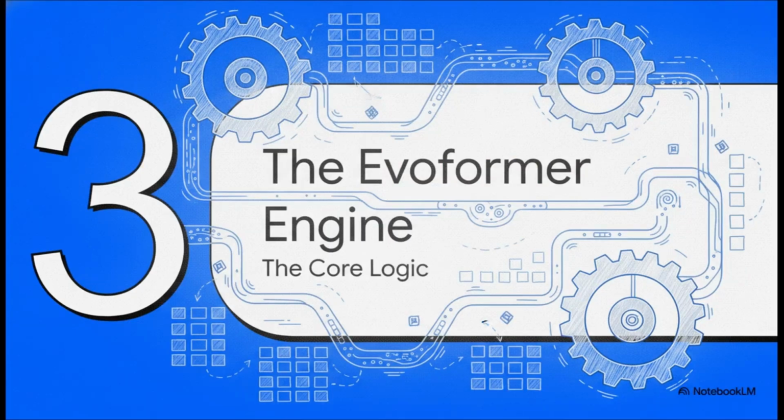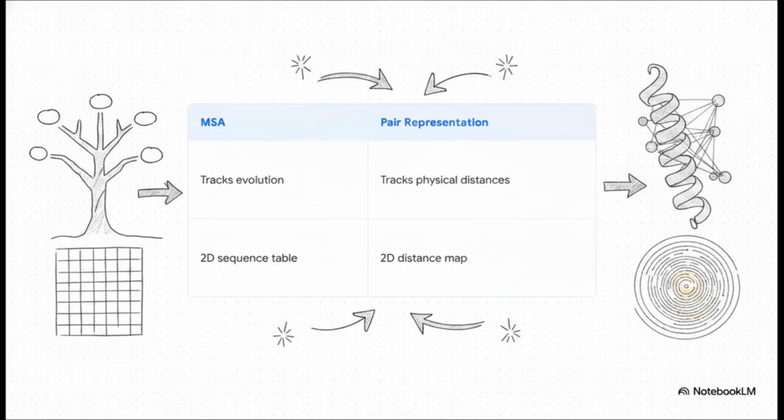Section 3. The Evoformer engine, the core logic. Now we get to the heart of it. Inside the 48 identical blocks of the Evoformer, the system uses a brilliant dual representation setup. On one side, you've got the multiple sequence alignment tracking evolutionary history. On the other side, you have a pair representation, which is essentially a 2D map tracking the physical distances between every single pair of amino acids. The real magic of the Evoformer is that it's constantly trading information back and forth between these two, updating each representation based on whatever it learns from the other.